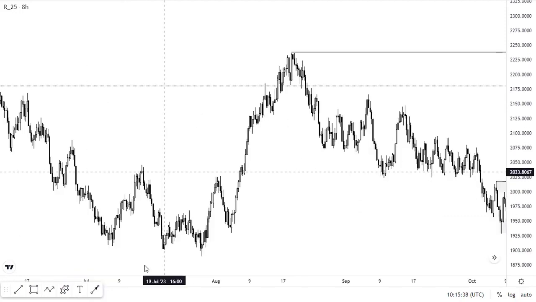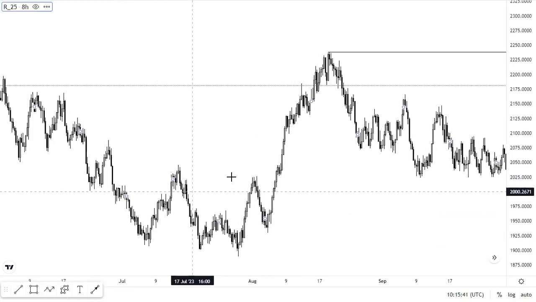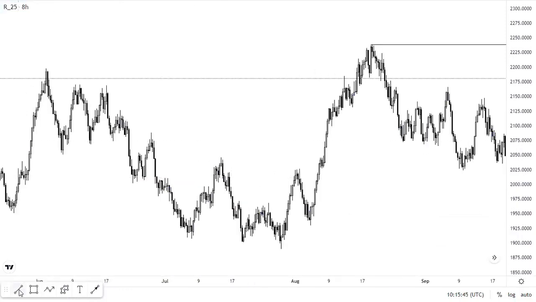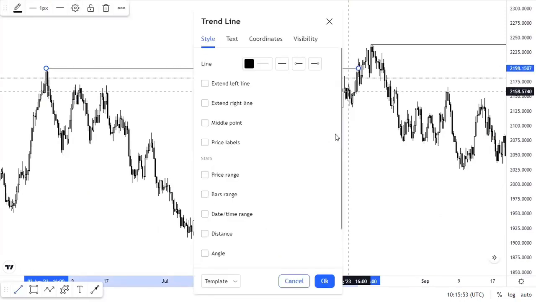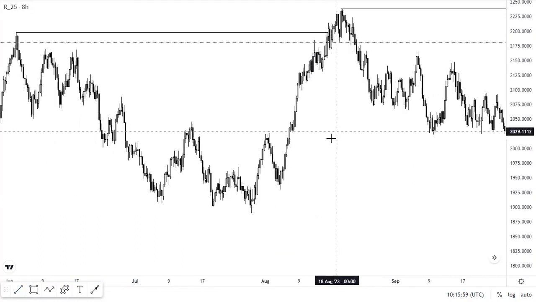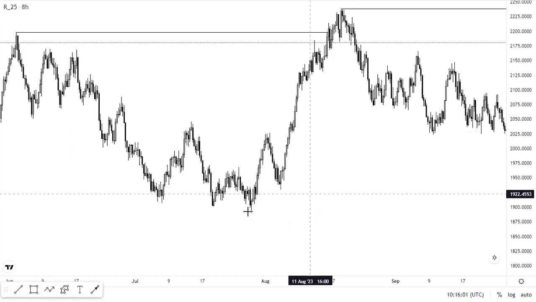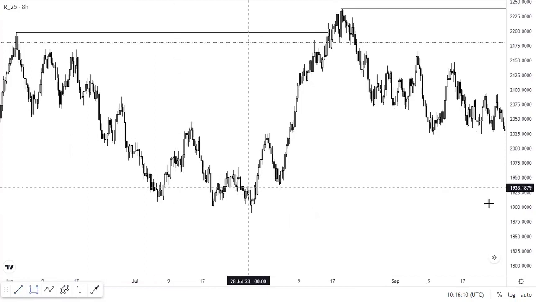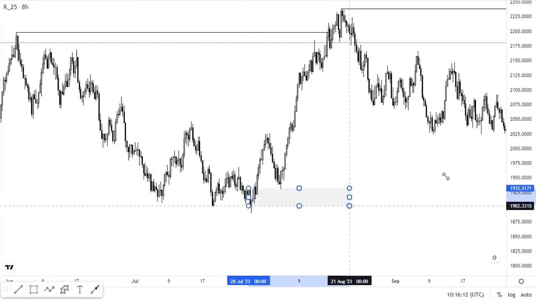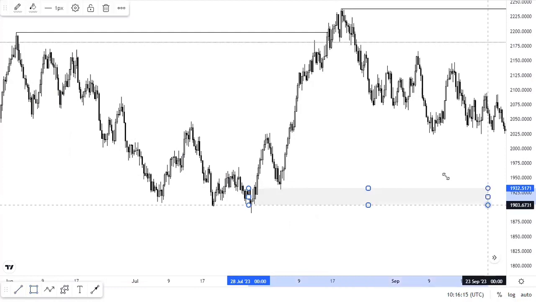So let's mark out our sponsored candle for this area. Now you can see we had a break of structure to the upside here. So where are we marking our sponsored candle? Where was the area we had our last down move before an up move? So this is our last down move before an up move.